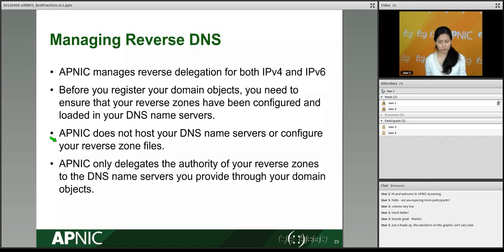Any questions on AS number? So just a very brief overview on that. So same with IP resources.